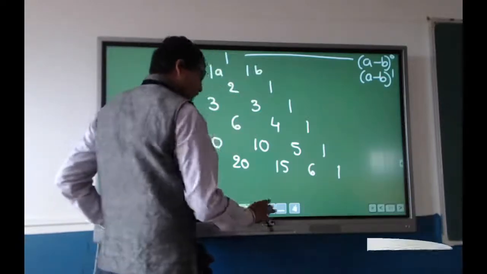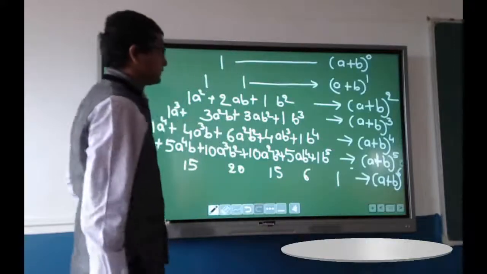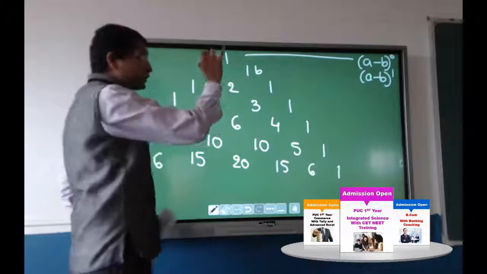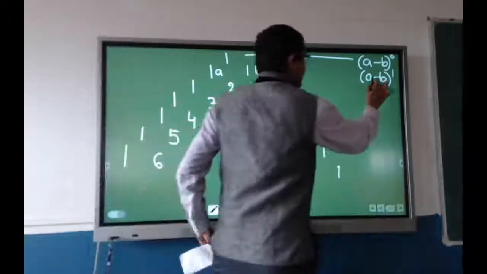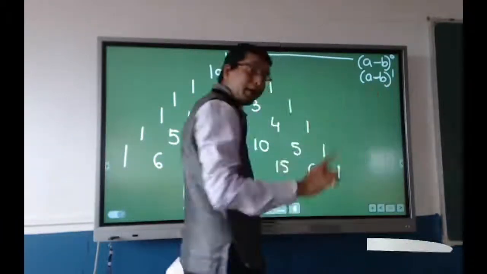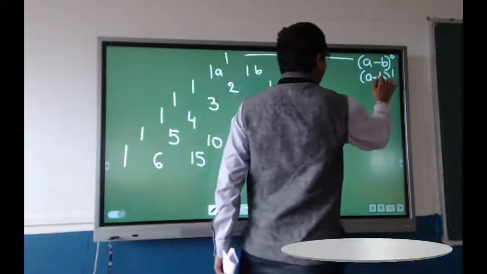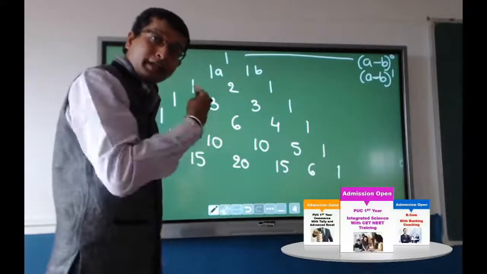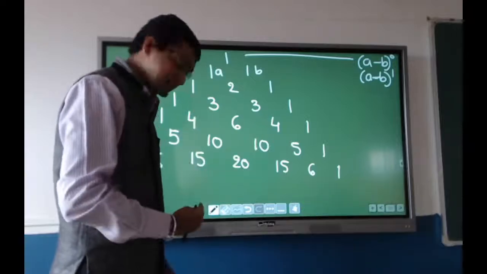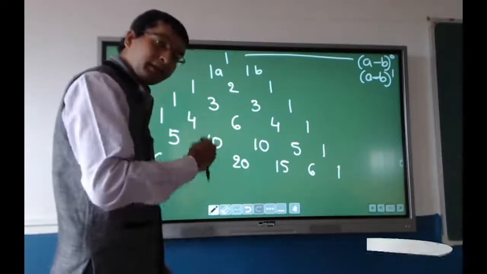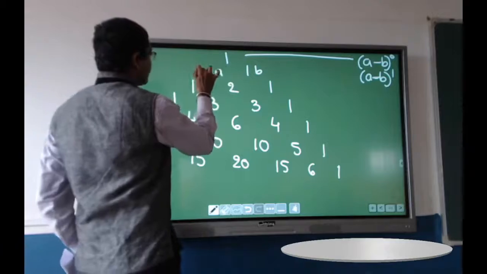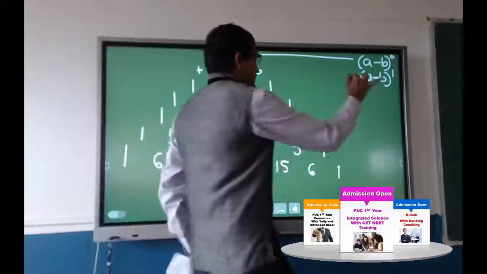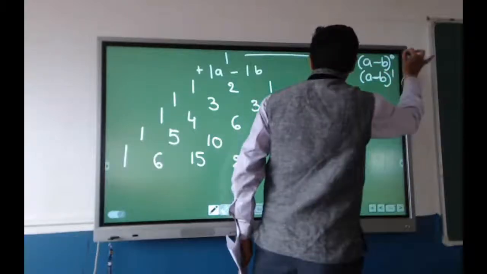As in the earlier example, 1 into a, 1 into b. Here it is a minus sign. Remember, if this is a minus sign, we have to assign alternately positive and negative. First we have to take a plus sign and then we have to take a minus sign. So this is plus, this is minus. This is the expansion of (a - b)^1.